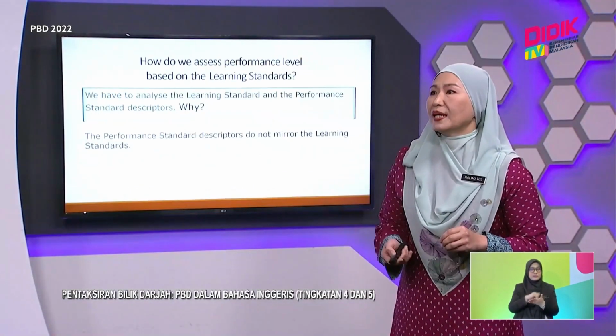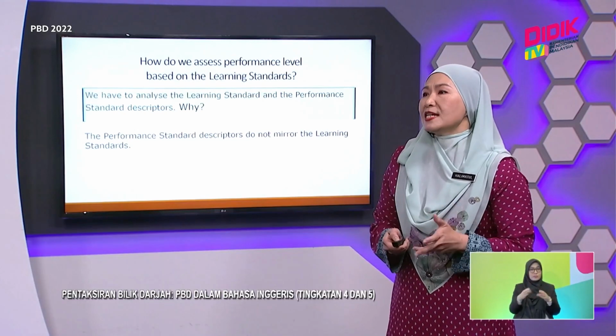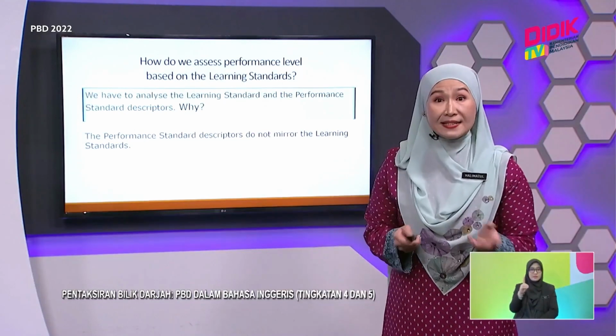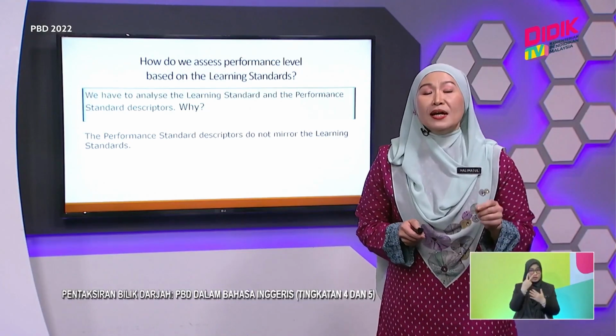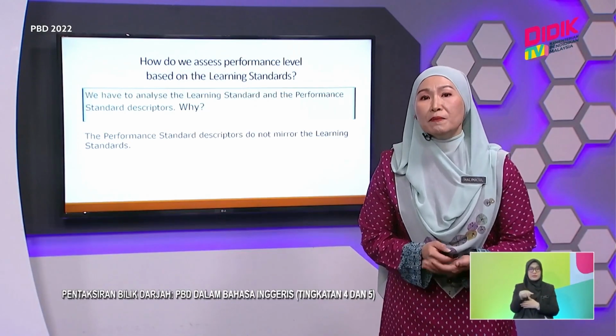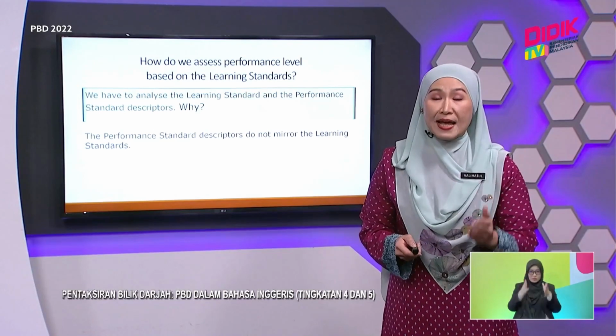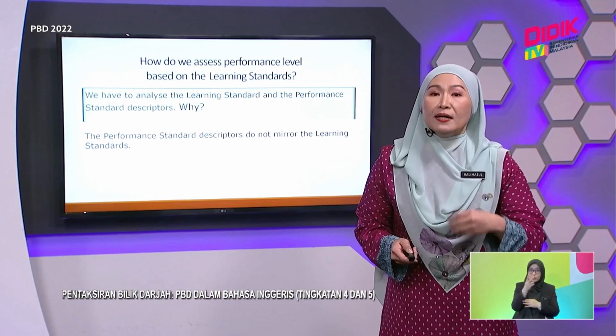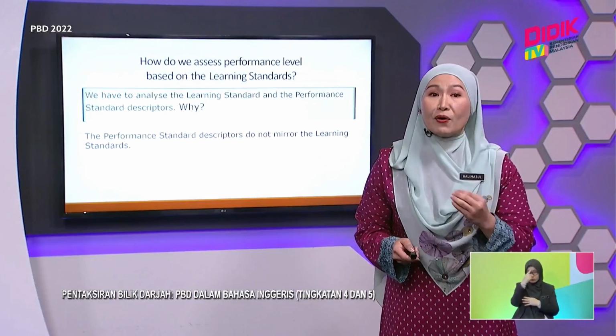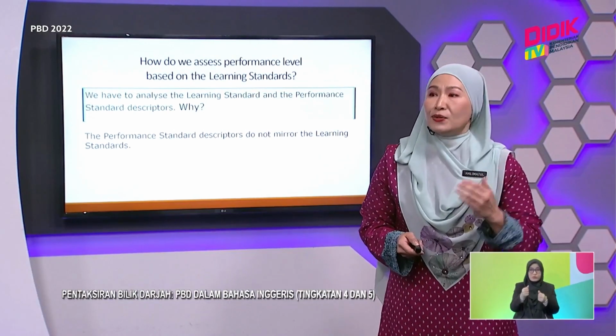I see, I see. All right. Now, how do we assess performance level based on the learning standards? Look at the DSKP. So, teachers, colleagues throughout Malaysia, we really need to go to the DSKP to really know how am I going to award a 2, 3, 4 or a 5. All right, teachers?